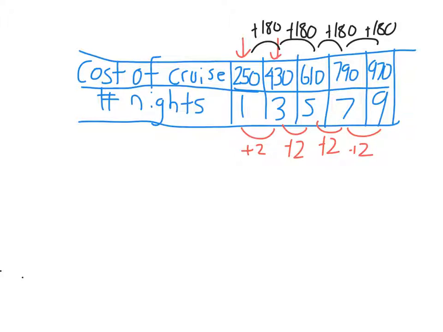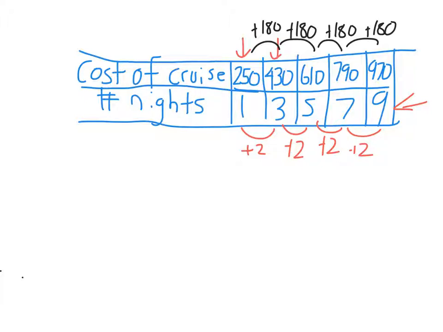Now, please don't look at the table and think that the variable on the bottom must automatically be the y variable, the dependent variable that goes on the vertical axis, because that's not always the case. So let's have a think about this. Which depends on which? Does the cost of the cruise depend on the number of nights that have occurred, or does the number of nights depend on the cost of the cruise?